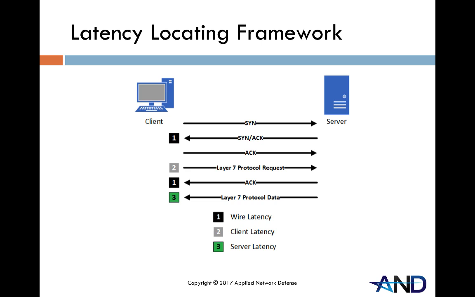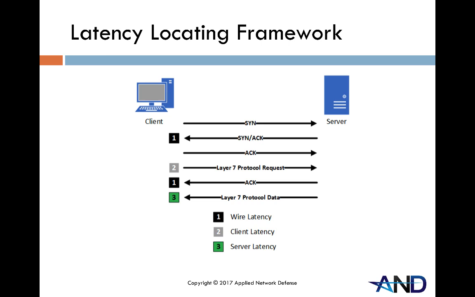So we have our initial three-way handshake to set up the connection. We have our layer 7 protocol request, the acknowledgement that comes back from that, and then the layer 7 protocol data that results. Now, this is based upon a request-response type layer 7 protocol. You can adjust it if it's the other way around, maybe if it's a push instead of a pull or something like that. But this is normalized for any layer 7 application protocol.